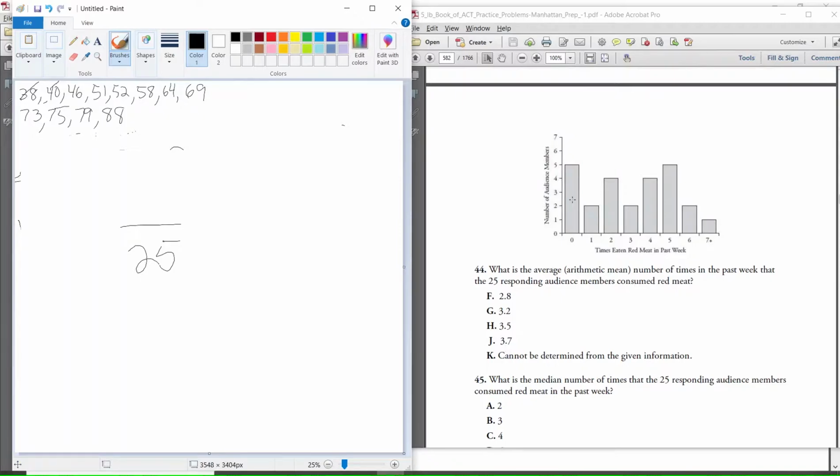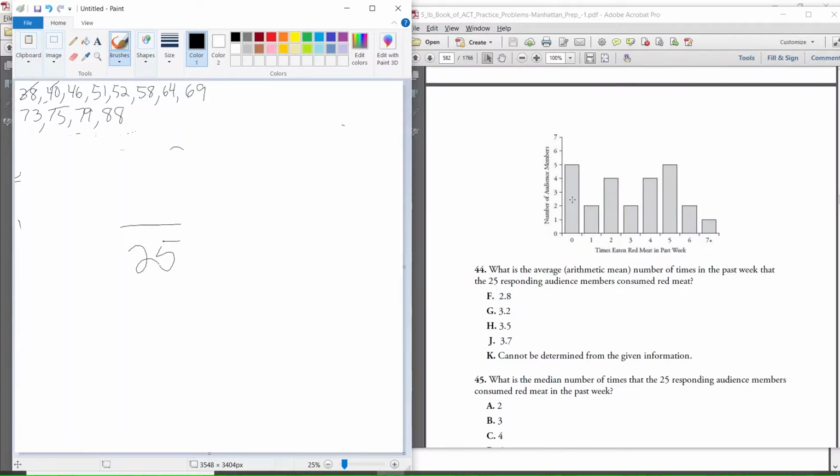Well, at least twice, and it says the x-axis is times eaten red meat in the past week. At least twice means 2 times and more than 2 times. That's at least twice. So we're not worried about the 0 column. We're not worried about the 1 column. We're worried about all the other columns. So for 2, what is the value of 2? How many people? Because it says on the y-axis, number of audience members.